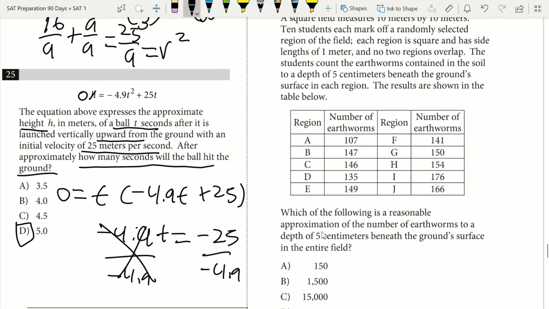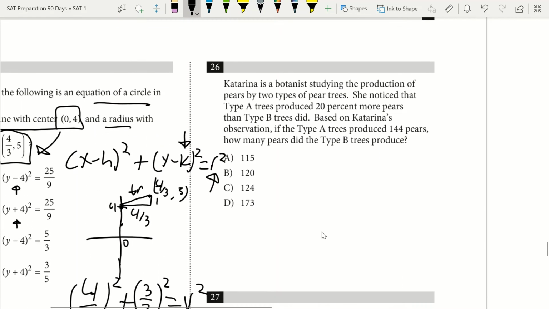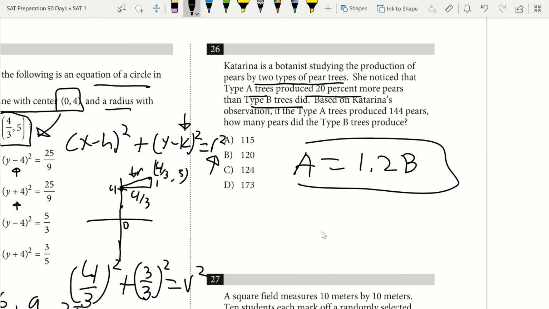All right, now we've got question 26. So Katerina is a botanist studying the production of pears by 2 types of pear trees. She noticed that type A trees produce 20% more pears than type B trees produced. So if type A is producing 20% more than what type B produced, we can write that as this expression here. Based on Katerina's observation, if the type A trees produce 144 pears, how many pears do the type B produce?